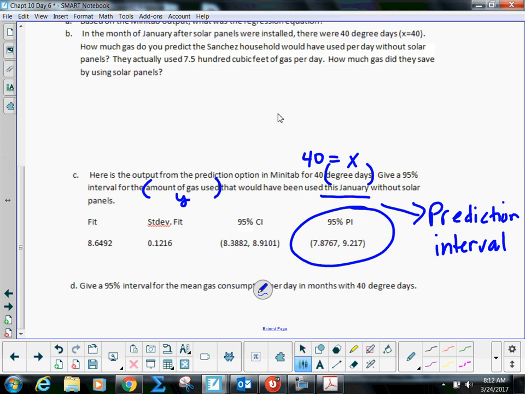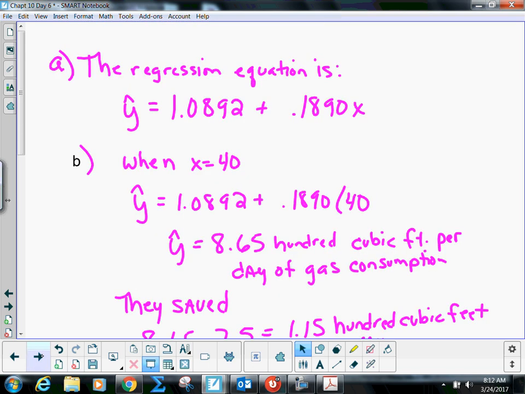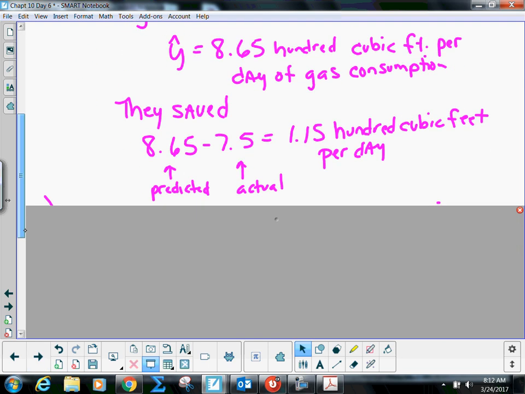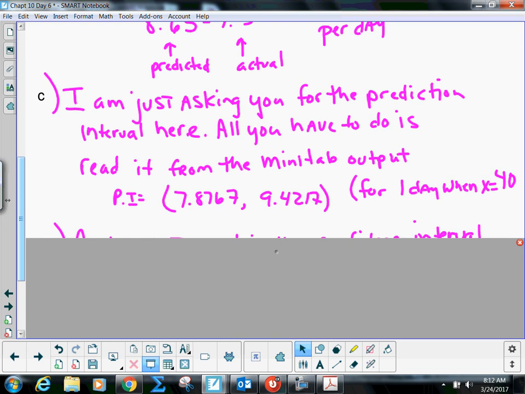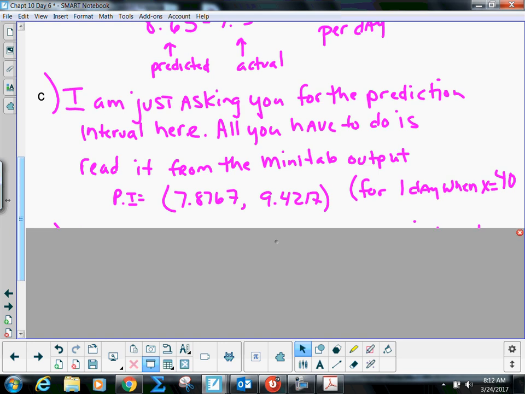The 95% prediction interval is 7.87 to 9.2. I'm 95% confident that the true amount of gas the Sanchez family would have used in January is between 7.87 and 9.2 if there were 40 degree days. Okay? All right. So that is what I wrote here for part C. I just asked you for the prediction interval. All you have to do is read it from the Minitab output. So sometimes it's not as hard as it looks.